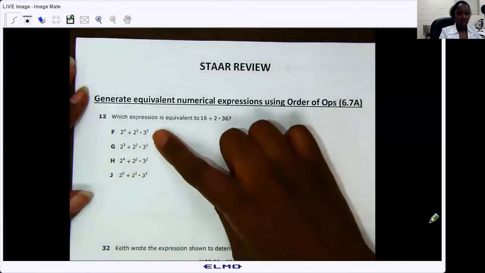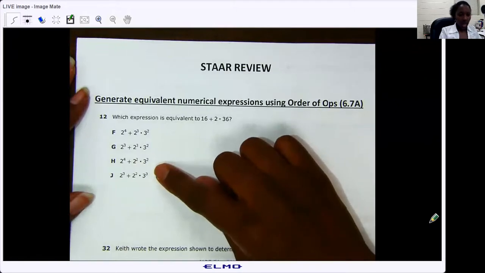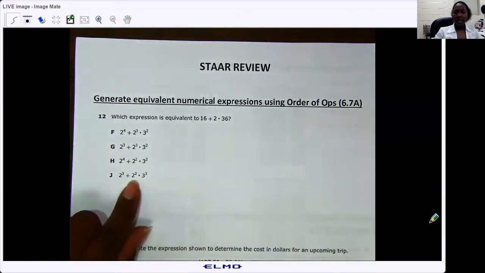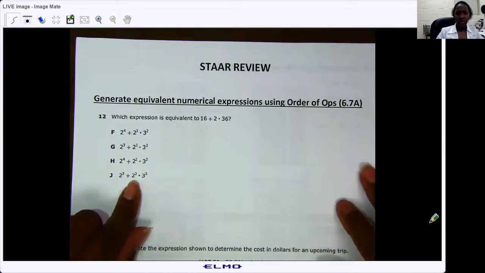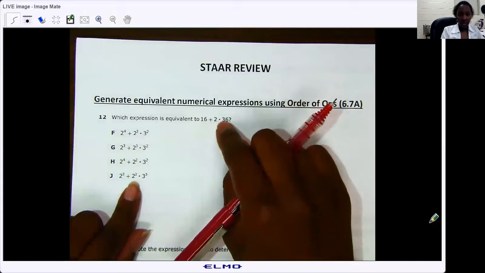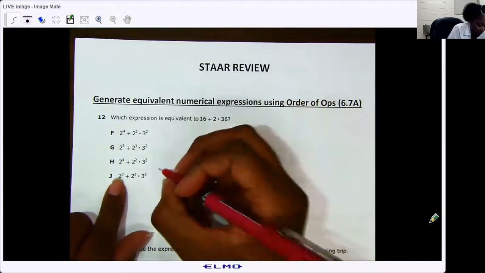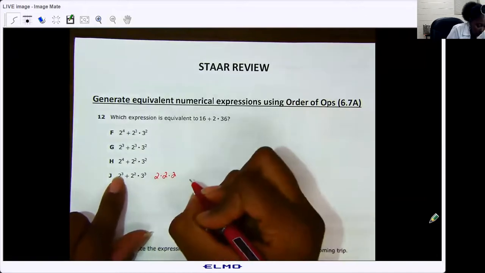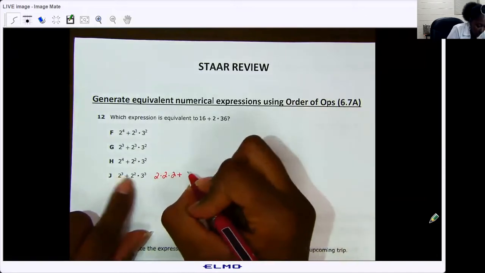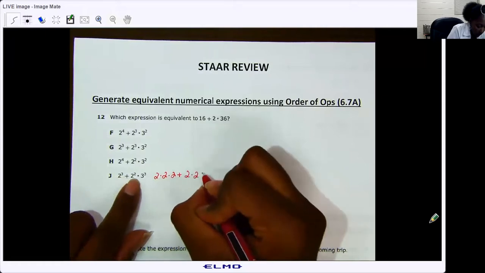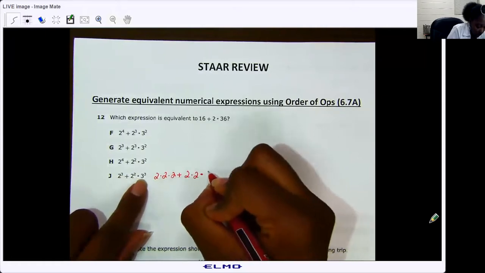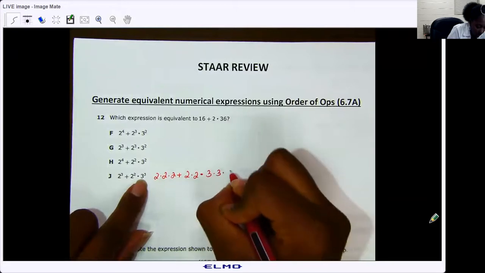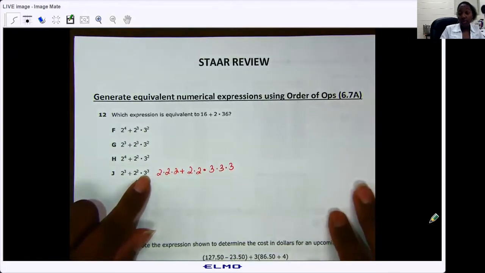Now, they look pretty similar, but they are not. I'm going to start from the bottom. This is one of those things where you just got to check your answer choices to see which one's going to give you this as your solution. So we're going to break this apart. 2 times 2 times 2, because it says 2 to the power 3, plus 2 times 2 times 3 times 3 times 3. Now we're just going to simply go down and multiply and then add everything up.